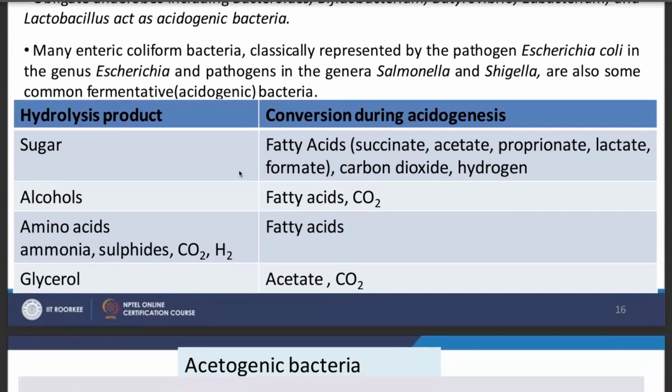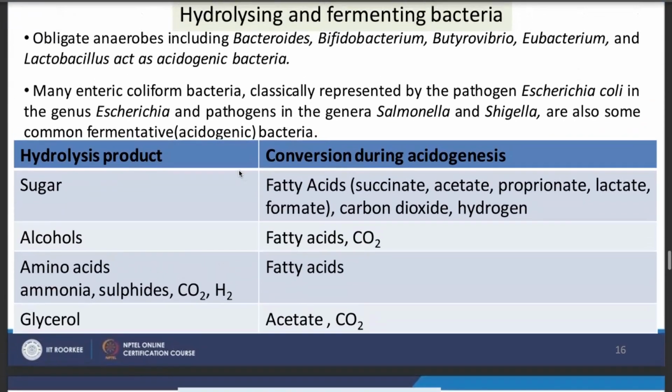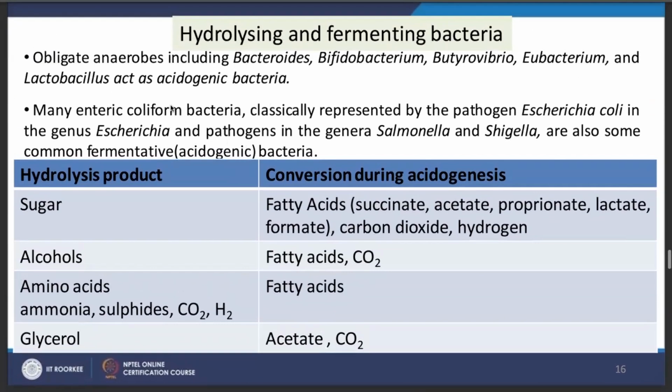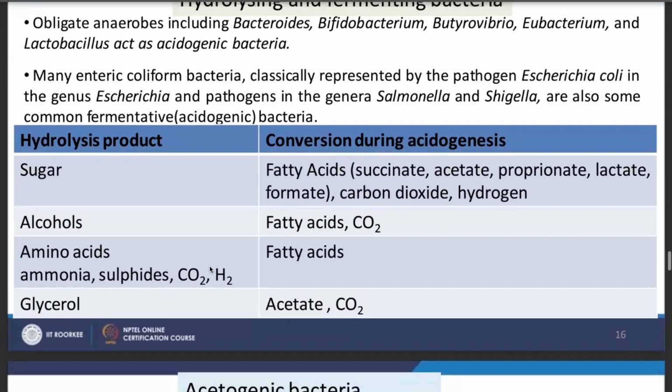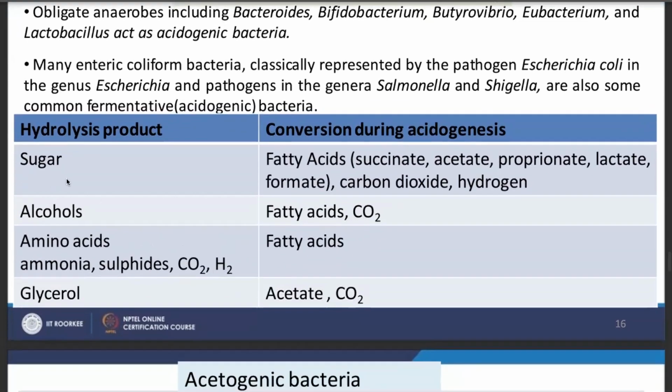So, the products which are formed when we subject these fermentive bacteria to the raw material are listed here. If we subject sugar, it will be converted into fatty acids, carbon dioxide, and hydrogen. If we give alcohols, they will get converted into fatty acids and CO2.